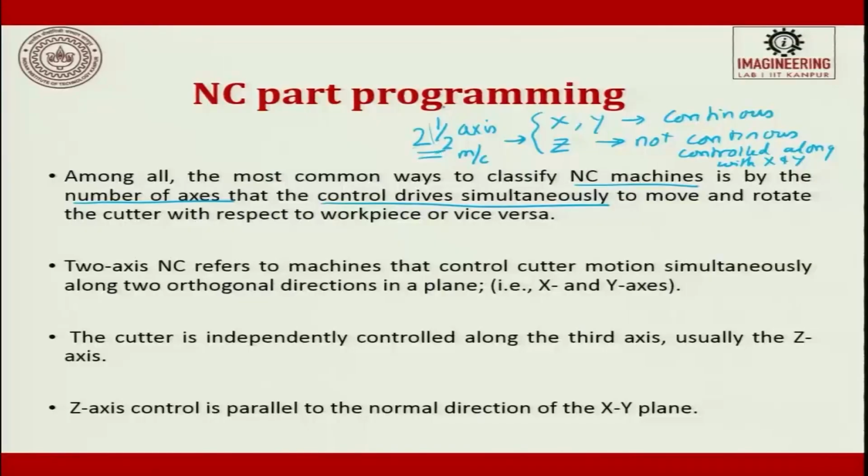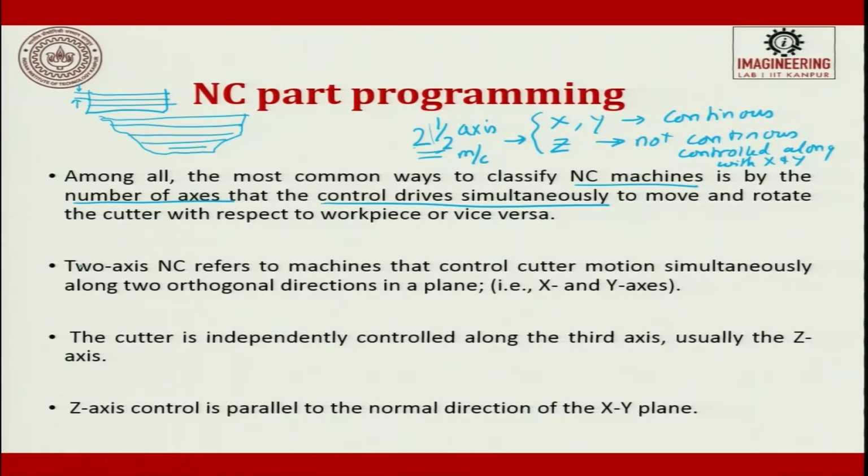The moment I say half axis, then this half axis is not simultaneously controlled. I will fix a z depth and move x and y. If I want to make a standard pocket, I do layer by layer machining. So, here I give the z depth and control x and y. But if I have a contour to be made while machining without undergoing layer by layer, it is not possible with 2.5 axis machines. Again, here also you will do layer by layer.